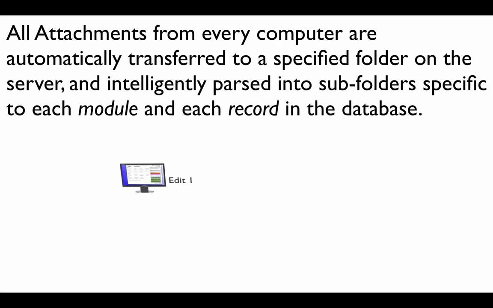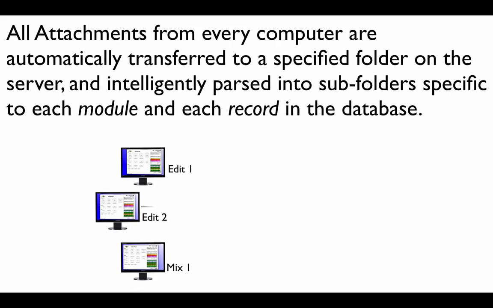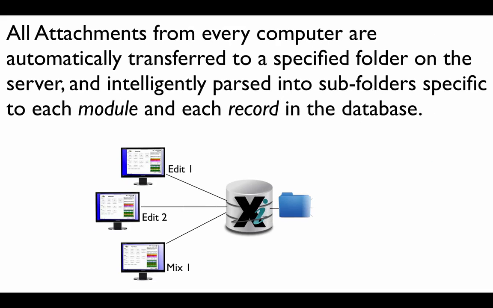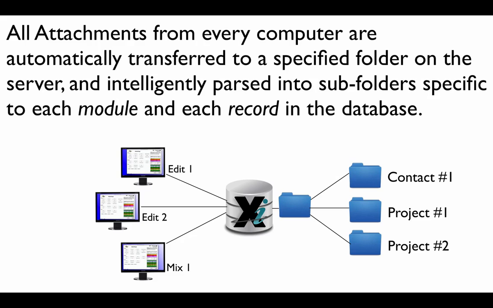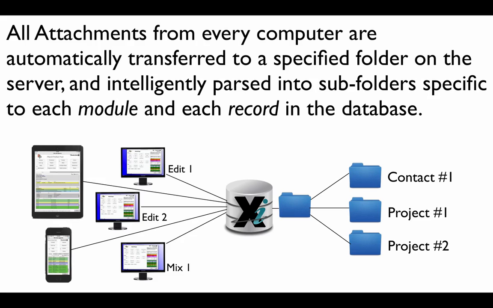All attachments from every computer are automatically transferred to a specified folder on the server and intelligently parsed into subfolders specific to each module and each record in the database. Of course, this works on your mobile devices too. So for example, you could film a video from within Studio Suite on your iPhone. You could take a movie that would get automatically transferred back to the Studio Suite server into the appropriate folder.